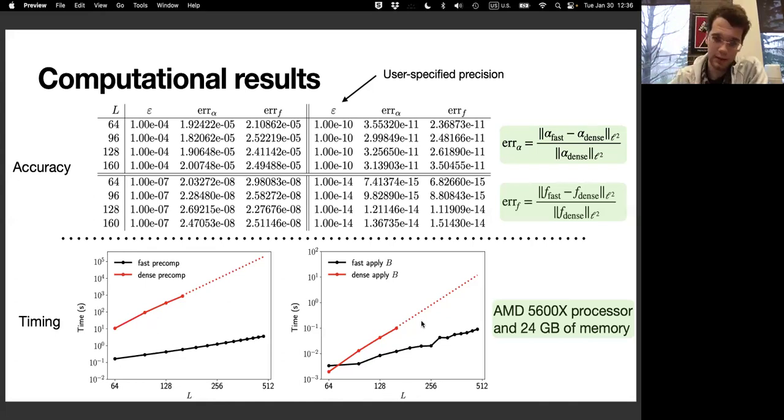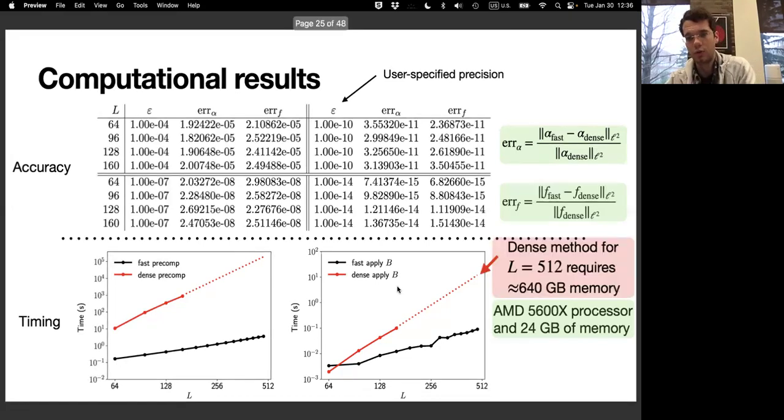Okay, and then how about actually applying it? So again, we can't go over L roughly 160 for the dense method, because it ran out of memory, so we couldn't even generate the matrix. So how can we apply it? We can't. But ours works, and we get roughly 2 orders of magnitude speed up compared to the dense way of doing it.